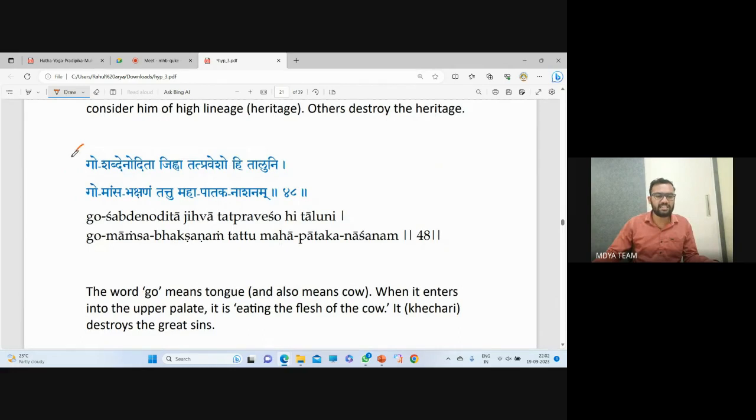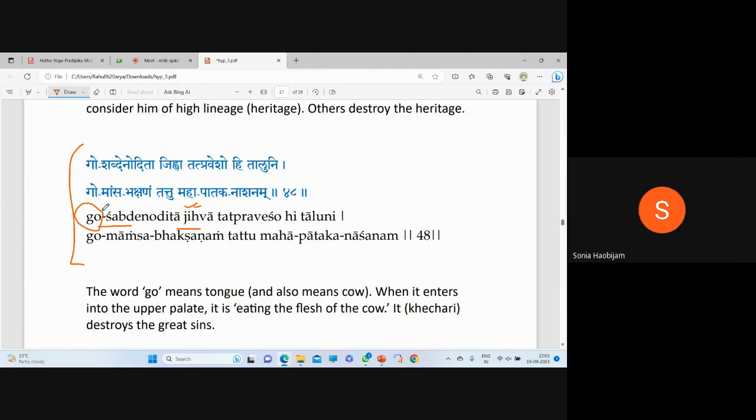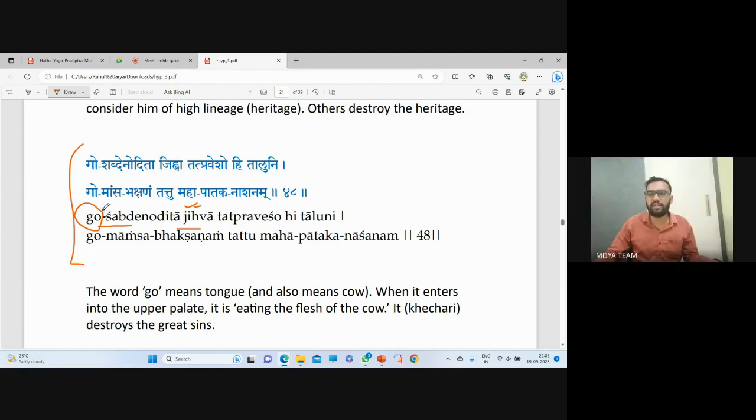Next is about the Gomas Bhakshan. Next is Go Sabdena Jivaya. Jivya is the name for Go. What is the name of Jivya? Go. That we generally call cow. So cow is our Jivya, our tongue.